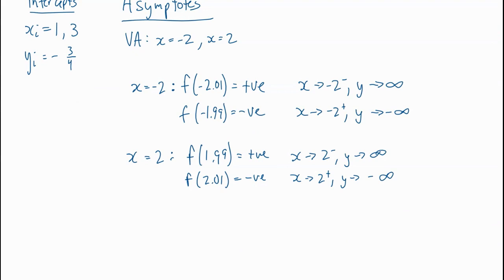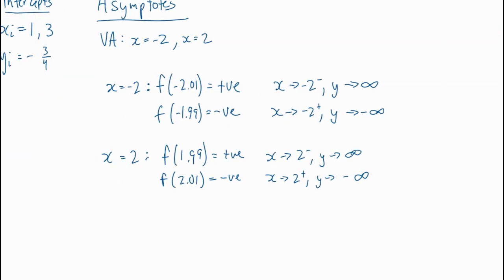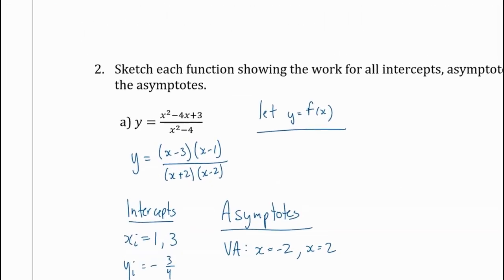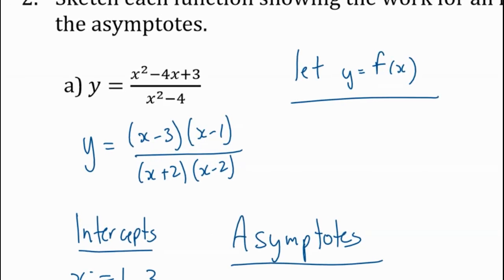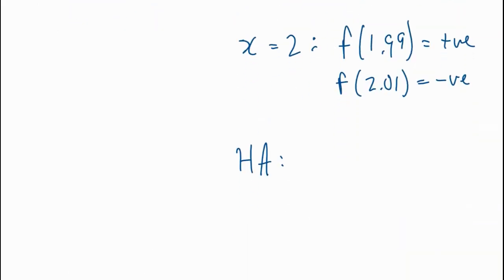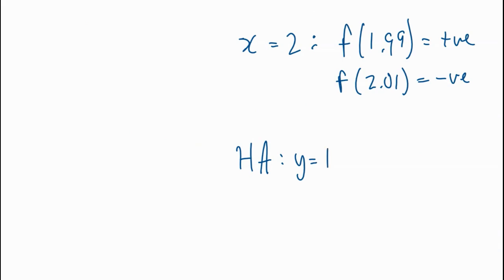Finally, horizontal asymptote. What's the horizontal asymptote? Remember, these have equal degrees, so we're looking at the coefficients of the highest degree term, so it's 1 over 1. So it's going to be y equals 1.